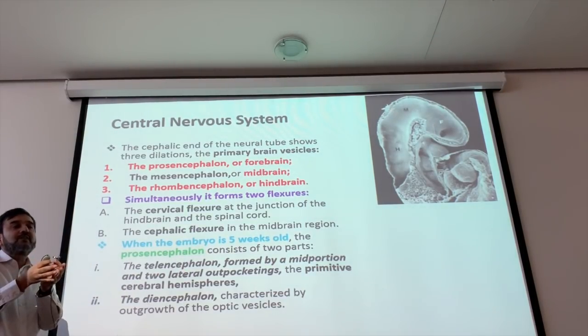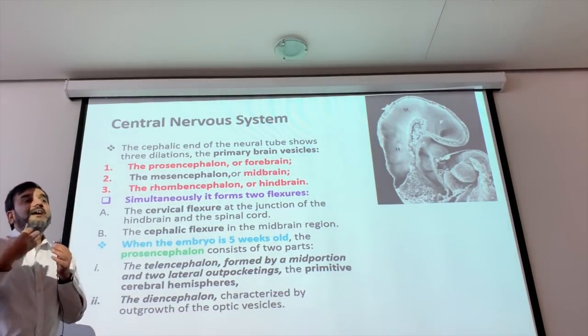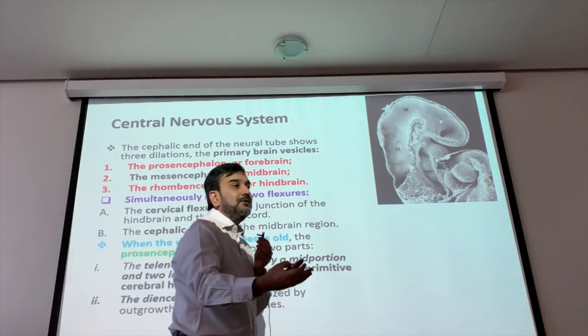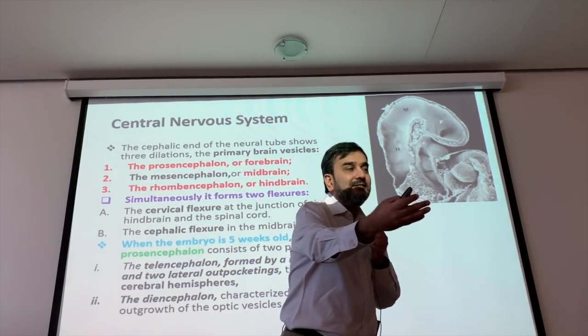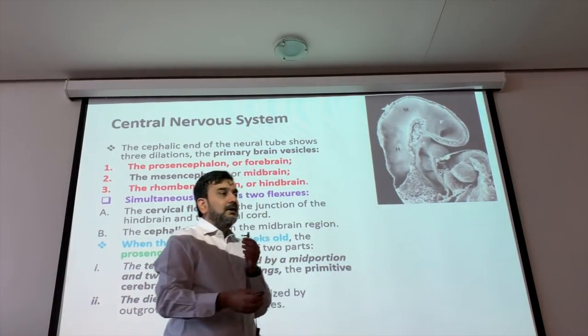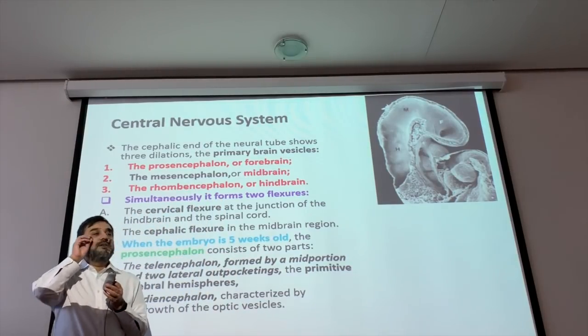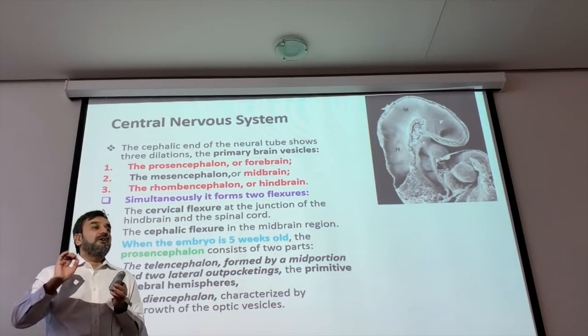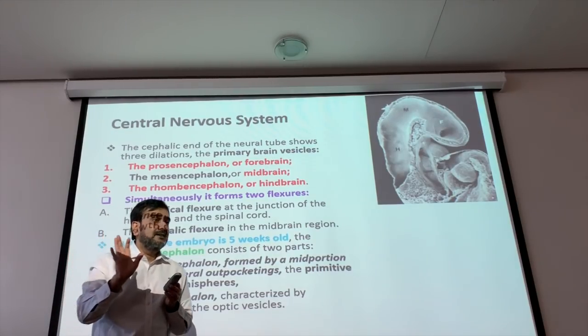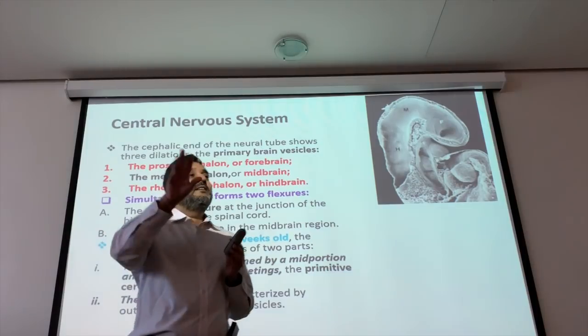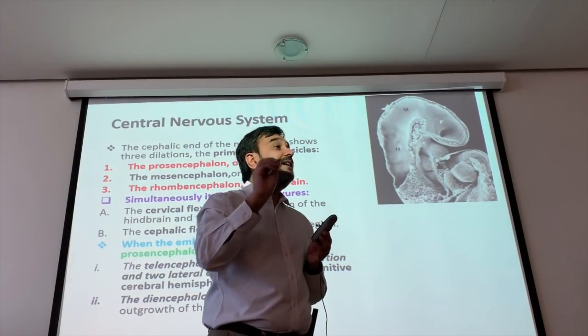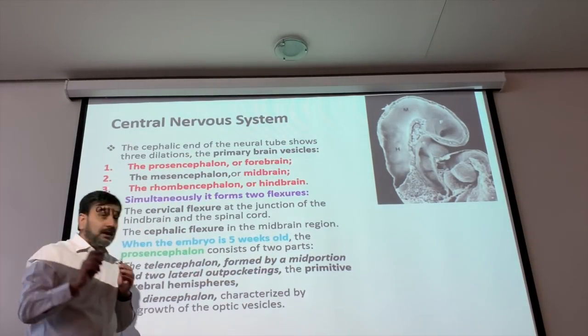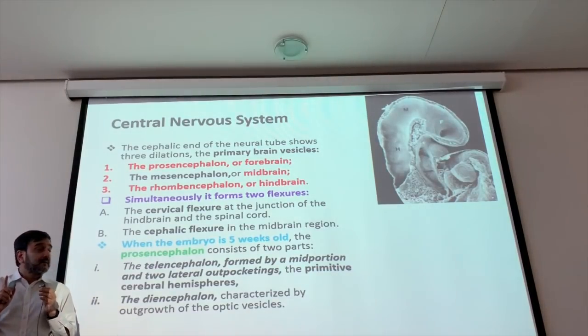The central part of the prosencephalon is going to give rise to diencephalon, and diencephalon is going to give rise to the thalamus and hypothalamus. From the diencephalon, you would have optic vesicles coming out, which are going to give rise to the optic nerve and the retina. So the optic nerve and the retina are the outpouchings from the diencephalon. Do you understand this, everybody?